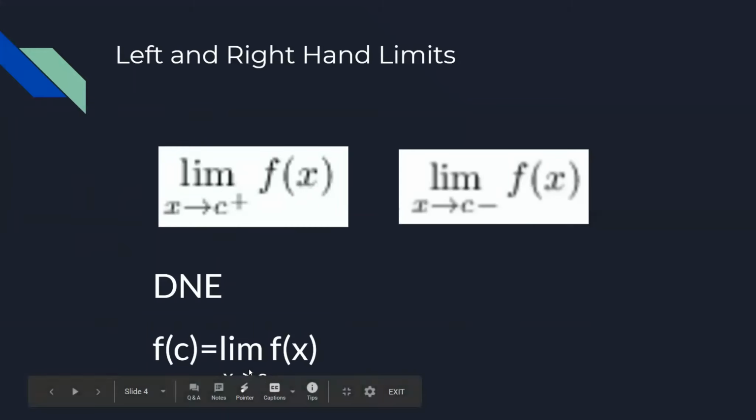In order for a limit to exist at value c, the right-hand limit and the left-hand limit have to equal each other. Otherwise, if the right-hand limit equals infinity and the left-hand limit equals negative infinity, then this limit is deemed as does not exist, or DNE, which we would write as our answer. Additionally, you can also determine if a function is continuous at point c, meaning that there are no jumps, no discontinuities or any holes, if f of c is equivalent to the limit as x approaches value c of the function.